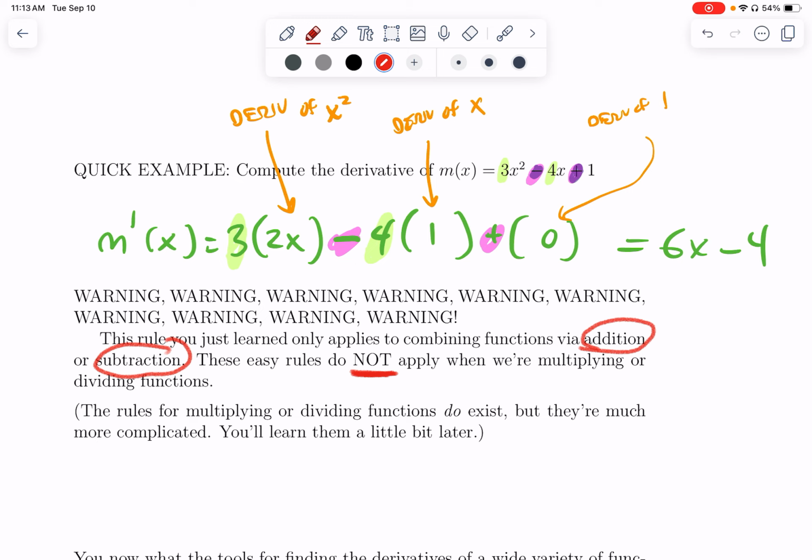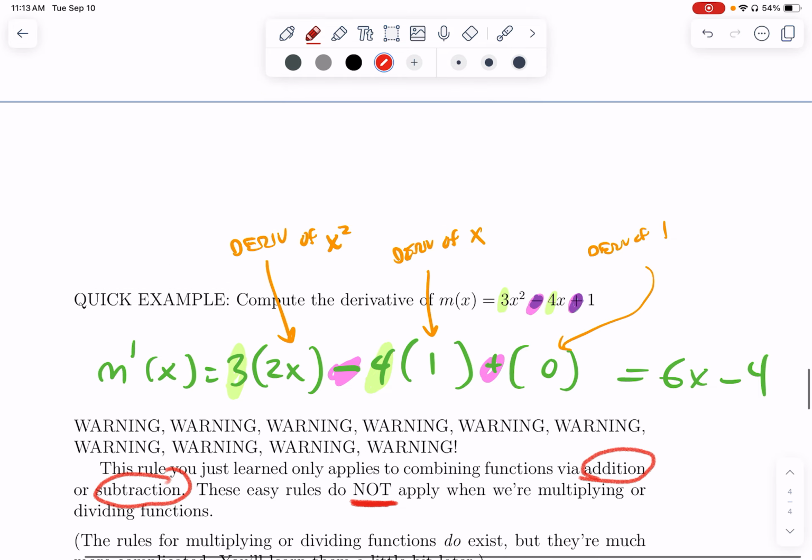There are rules for how we can think about derivatives when we have multiplication of functions or division of functions, but they're complicated and you haven't seen them yet. So just keep that in mind. If I am adding or subtracting functions, derivative rules are easy. If I am multiplying or dividing functions, derivative rules are a little bit complicated.